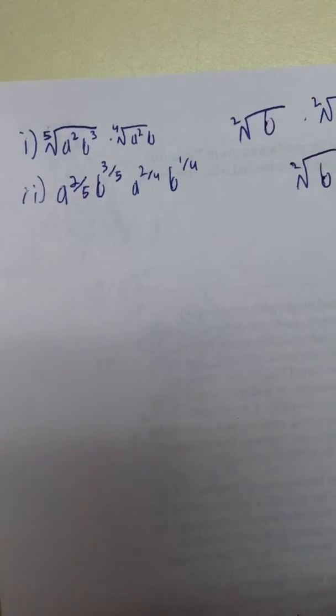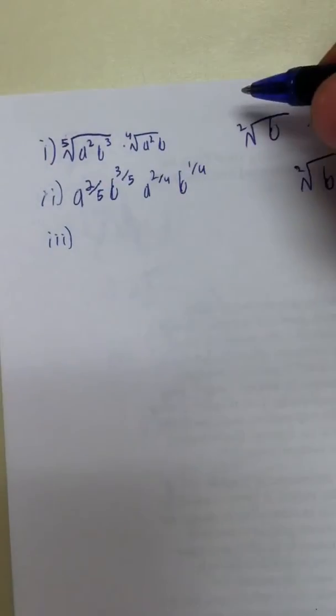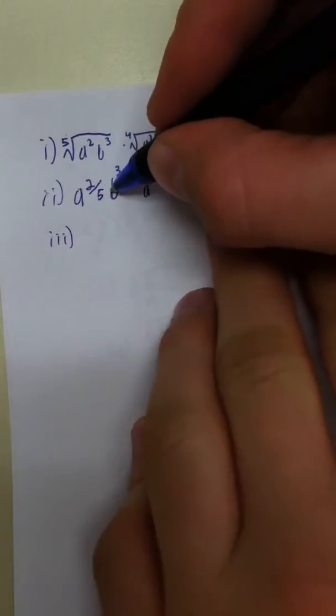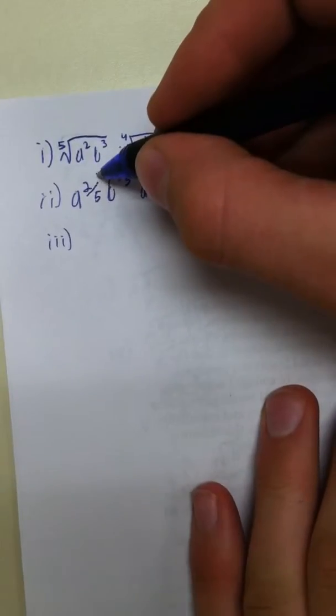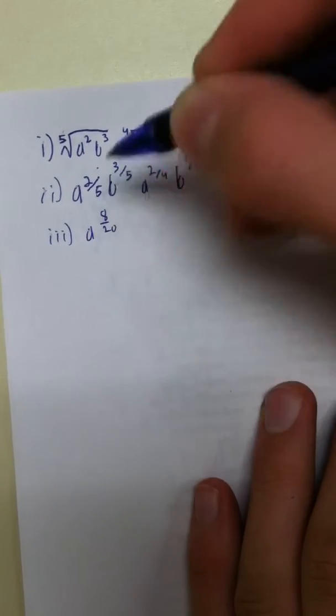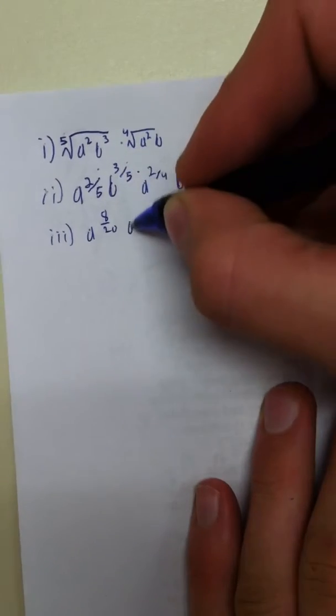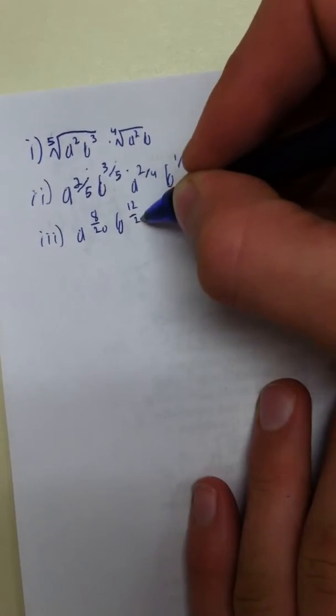So it seems to me that our common denominator is going to be 20, so we have to convert all of these to 20. So 5 times 4 is 20, so 2 times 4 is 8. So this is going to be a to the 8 over 20. 5 times 4 is 20. 3 times 4 is 12. b to the 12 over 20.